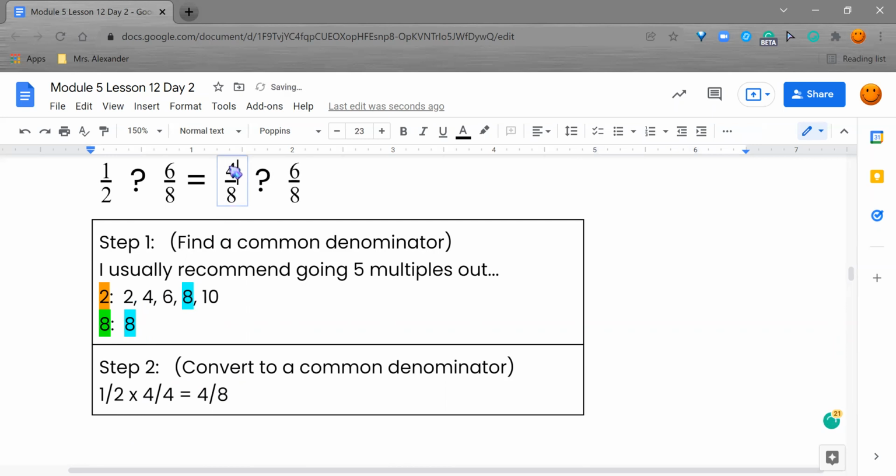So now I'm going to write a 4 up here. What's bigger, 4/8 or 6/8? Great job, you guys. It is 6/8. So it looks like 1/2 is smaller than 6/8.